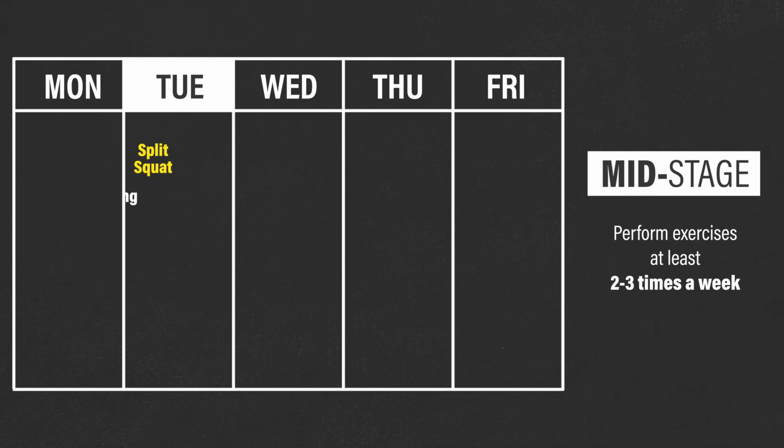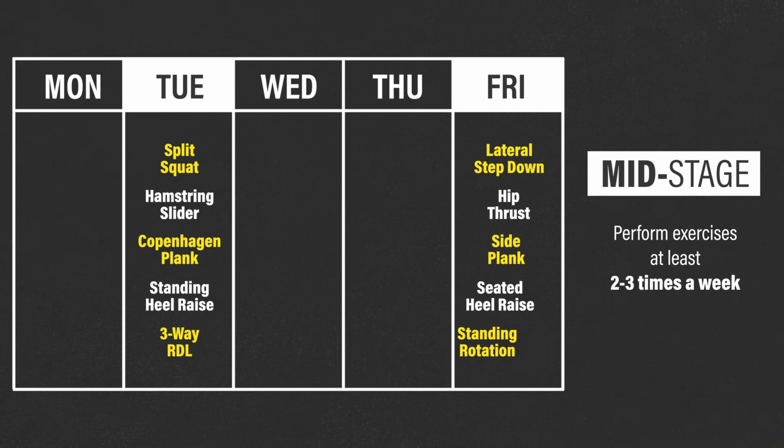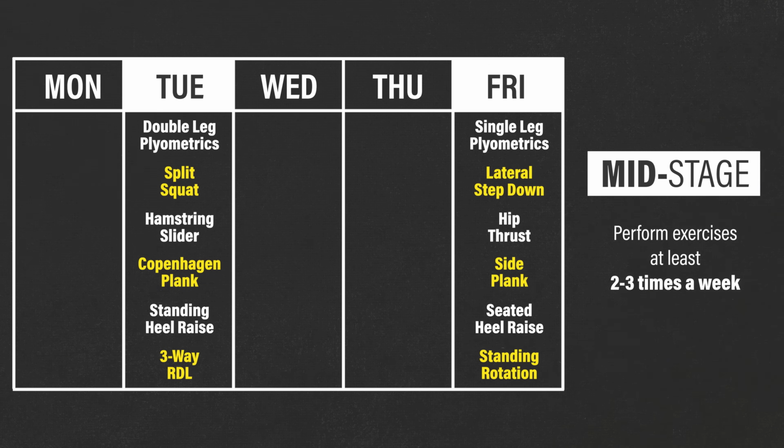On Tuesday, you can work your way through the split squat, hamstring slider, Copenhagen plank, standing heel raise, and 3-way RDL progressions. Then on Friday, you can perform the lateral step down, hip thrust, side plank, seated heel raise, and trunk rotation progressions. You can include the optional plyometrics at the beginning of your workout once you meet the specific criteria. Running, cutting, and other sport-specific drills can either be performed on the other days or prior to the resistance exercises.